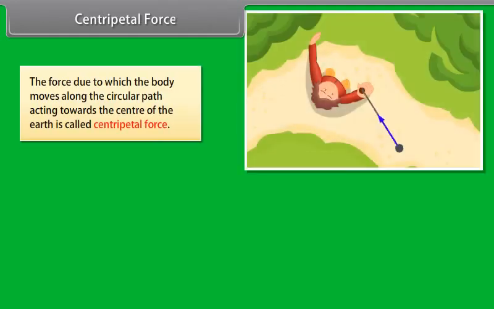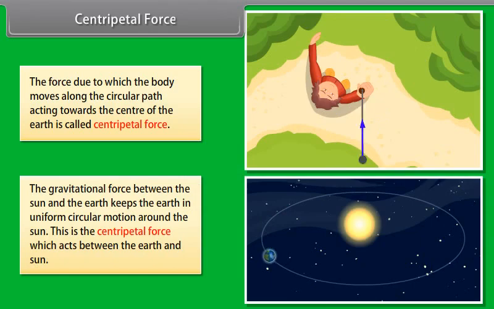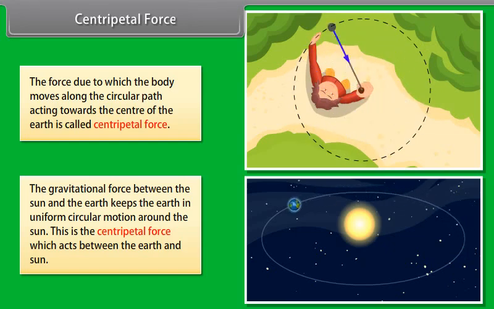Centripetal force. The force due to which the body moves along the circular path, acting towards the center of the earth, is called centripetal force. The gravitational force between the sun and the earth keeps the earth in uniform circular motion around the sun. This is the centripetal force which acts between the earth and sun.